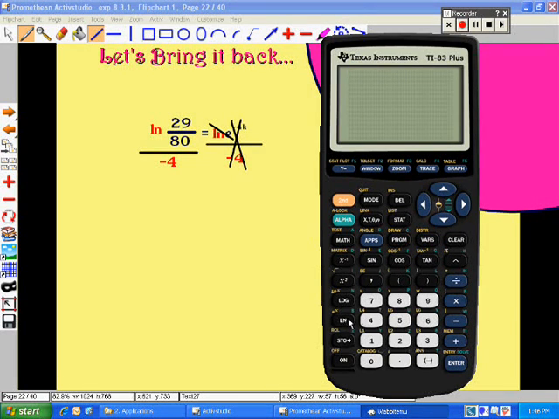I'm going to type in the natural log, which is right here, of 29 divided by 80. Make sure you close the parentheses after the 80, because then we want to divide that answer by negative 4. And we get k equals 0.254. We just solved for the value of k. So we're going to need this skill once we go do the Newton's law of cooling.